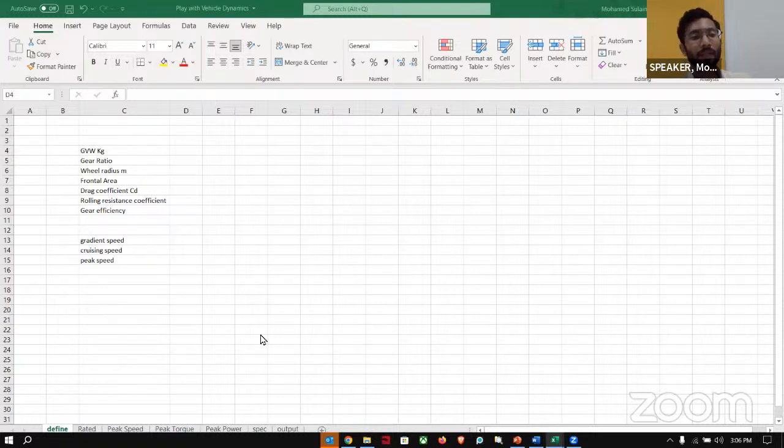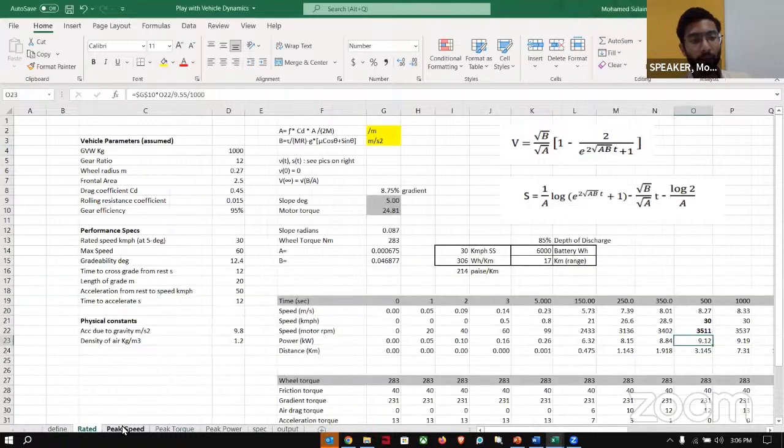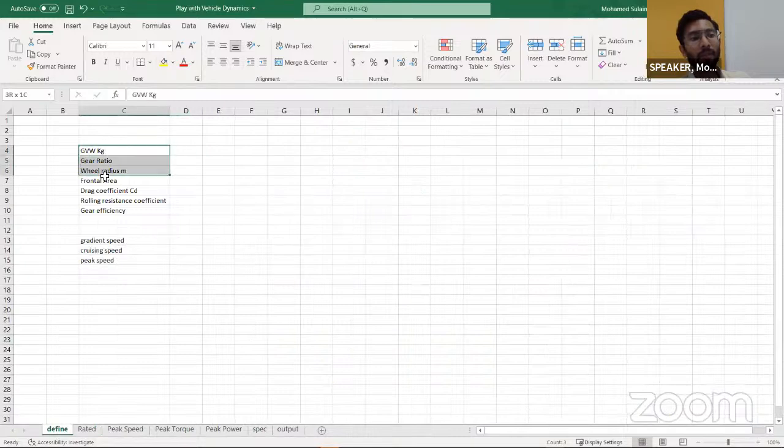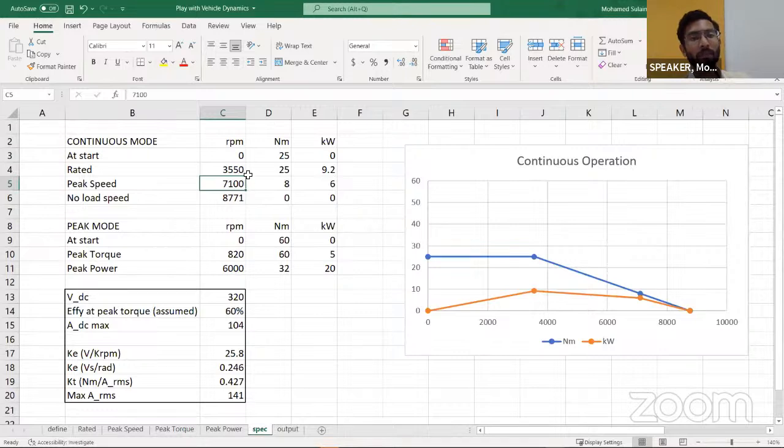Okay, then fine. So in your sheet, there will be only a rated sheet, peak speed and peak torque. Here you have a motor spec, as mentioned. So if you know these factors, you can actually arrive at the motor: what should be the RPM the wheel has to rotate and the torque that the motor has to provide. We can arrive at the power that the vehicle has to run.